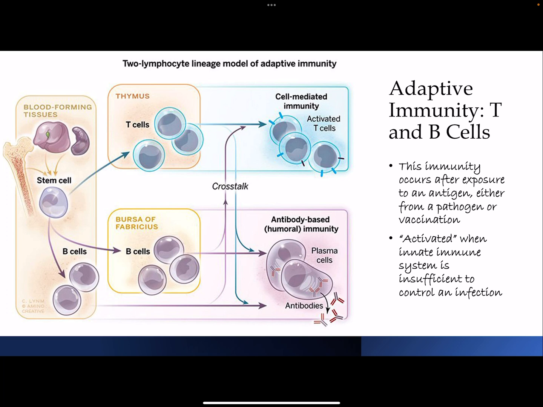T and B lymphocytes, otherwise known as T and B cells, are involved in acquired or antigen-specific immune response. This system is otherwise known as the adaptive immune system, which is formed and fine-tuned throughout a person's lifetime. Adaptive immunity is an immunity that occurs after exposure to an antigen, either from a pathogen or a vaccination. This part of the immune system is activated when the innate immune response is insufficient to control an infection.